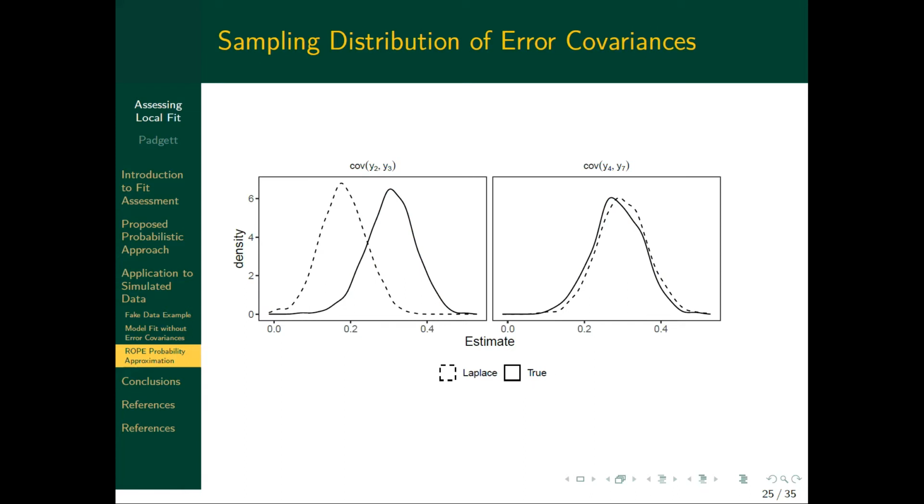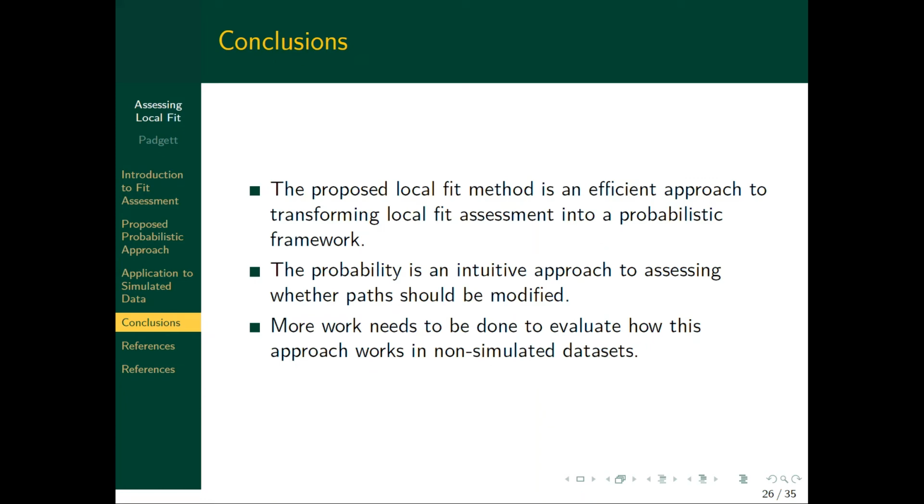When looking at the sampling distributions for the item 2 and 3 error covariance, we got a pretty big difference between them, indicating that we are not estimating that probability well in this case. However, for item 4 and 7, we did a very good job of estimating that sampling distribution. So it's a very intriguing finding that we might actually do well under some circumstances of estimating the probability. And in general, it's a very, very quick method, which is great, and a very interpretable approach to assessing model modification.